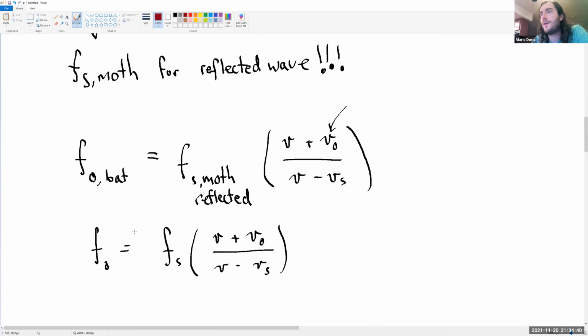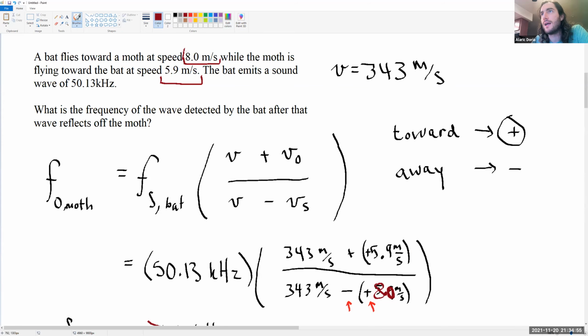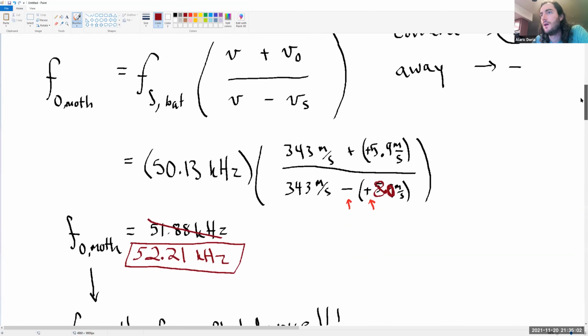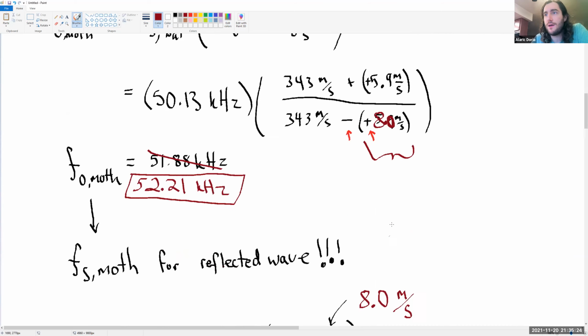Okay, so back down here, the speed of the observer is the speed of the bat. That's why I caught my mistake there, because I forgot what it was. I had to scroll back up and read the question. It should have been 8 meters per second. You can see it right there. So that was a mistake in the first part. So we just need to change this value right here. It's still positive. The bat is still moving toward the moth. Okay, so I think that was enough time for you guys to catch up on that.